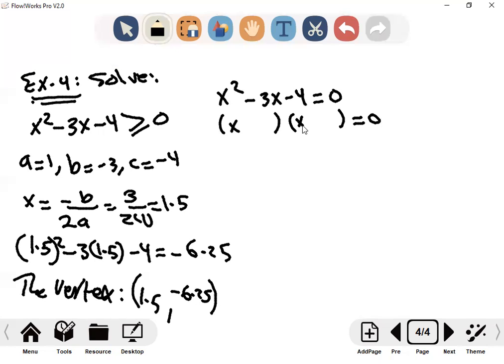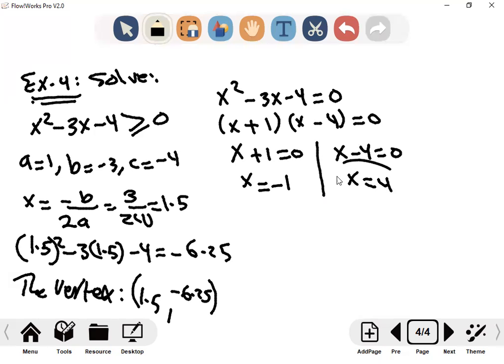x, two numbers: if you multiply them you get -4, and if you add or subtract them you get -3: 4 and 1, right? The bigger takes the negative sign. 1 times -4 is -4. 1 minus 4 is -3, right? So what are the intercepts here? x plus 1 equals 0, x equals -1, and x minus 4 equals 0, x equals 4. Okay? Now we are ready. After this information, we are ready to graph. Let's go to graph.